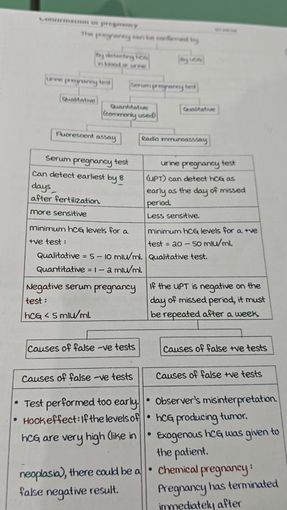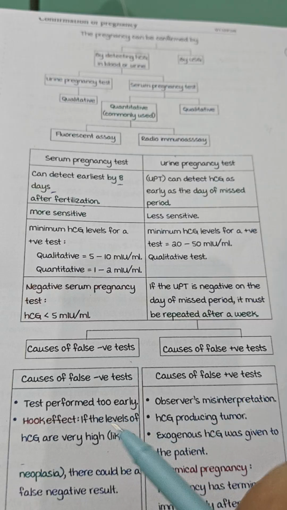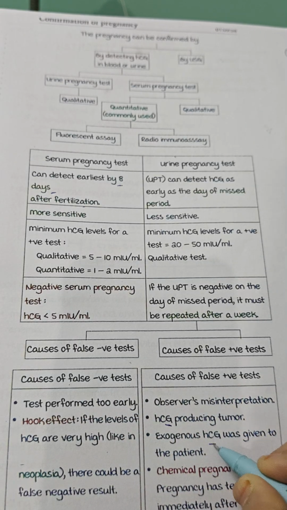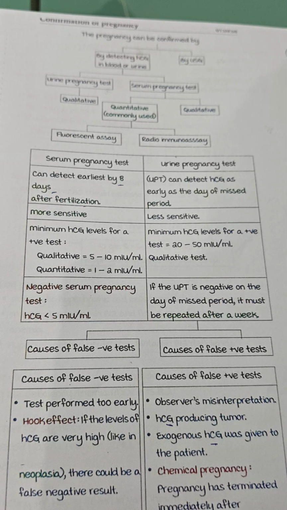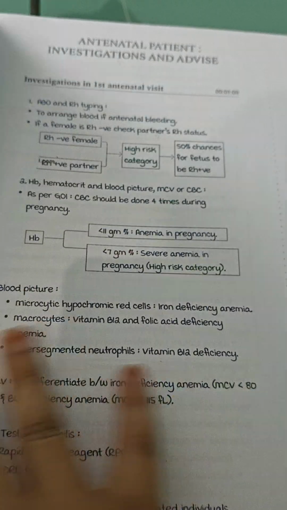Now there are causes where we see a false positive test, means pregnancy is not there but test is getting positive. So observer's interpretation, he might have interpreted a weakly positive line into a positive test. HCG producing tumors, so HCG producing neoplasias can give false negative as well as false positive. So HCG secreting tumors, exogenous HCG given to the patient like HCG injections, and chemical pregnancy means pregnancy has terminated immediately after implantation. In those cases also test is weakly positive but the pregnancy is not there, means early pregnancy failure.